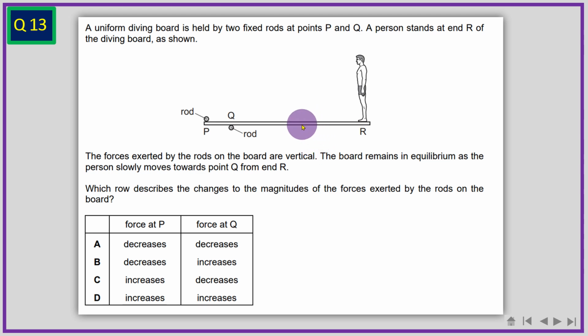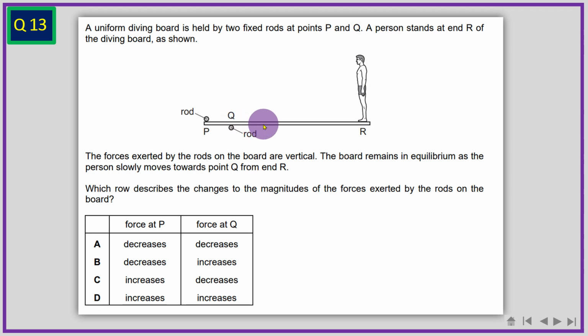That means the anti-clockwise moment, which will be due to this force times this distance, must also reduce, because the principle of moment applies. The sum of the clockwise moment, which will be the weight of this person times this distance, should be equal to the force at point P times this distance.